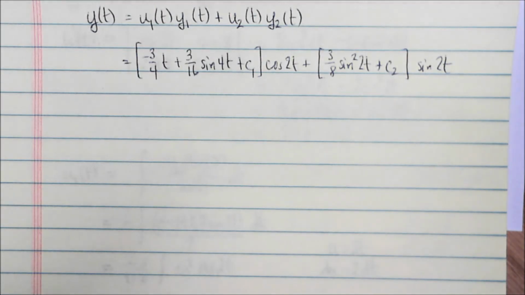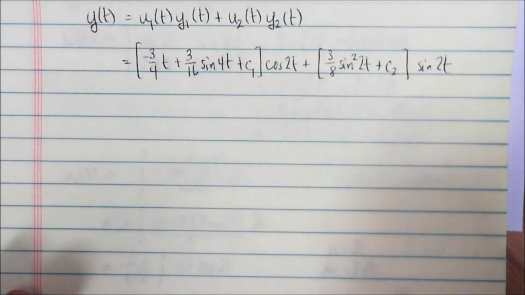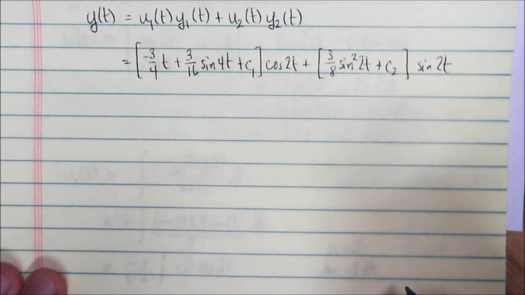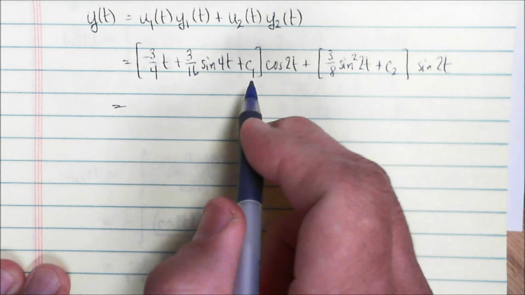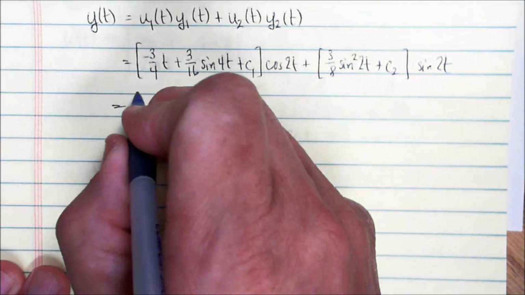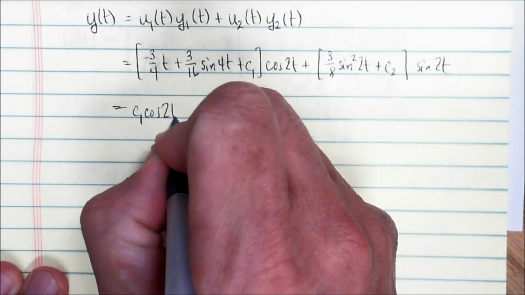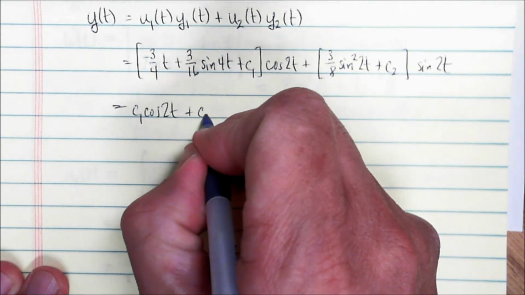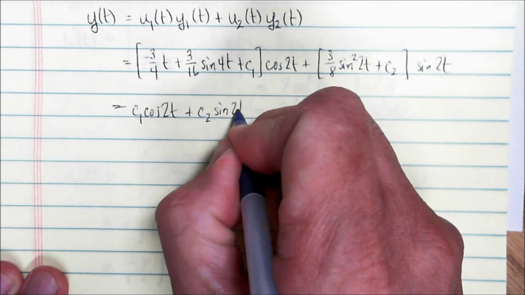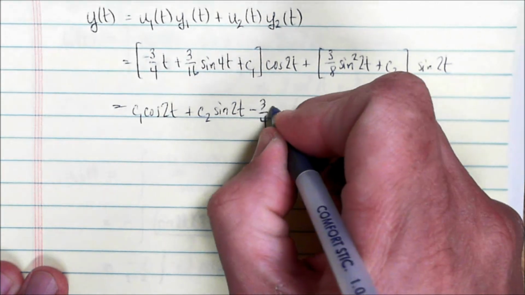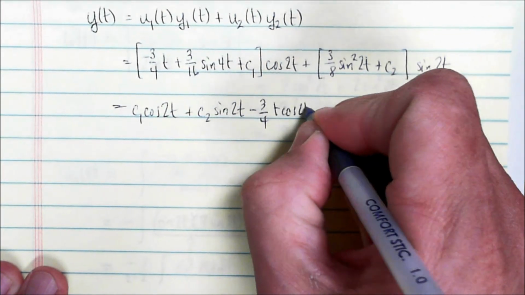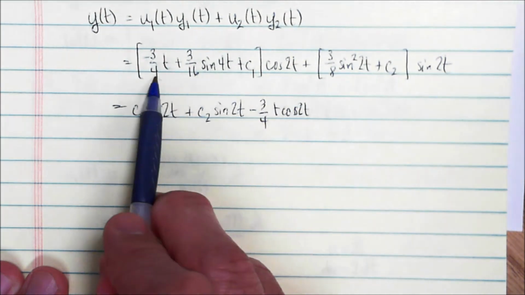Okay, from this point forward, let's just expand it, and hopefully we'll get the same thing that we got when we used the method of undetermined coefficients. Multiplying, we get, let's put the constants in front. So c1 cosine 2t plus c2 times sine of 2t. We had that as before. Then I have minus 3/4 t times cosine 2t. I also had that before.